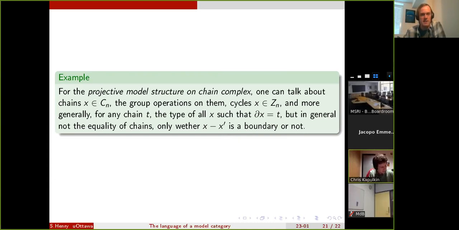If you have a chain T, you can talk about the type of X whose boundary is zero. I should say boundary here because I said chain complex. But in general, you cannot talk about equality of chains. You can only talk about whether the difference of two chains is a boundary or not, for example. So this is very similar to the previous example of the Joyal model structure. And we are also in the case where this is a model category structure on a category of models of a Cartmell theory.